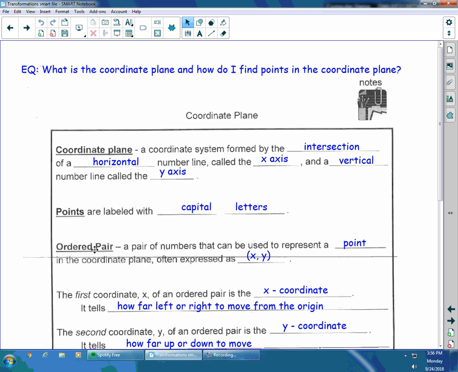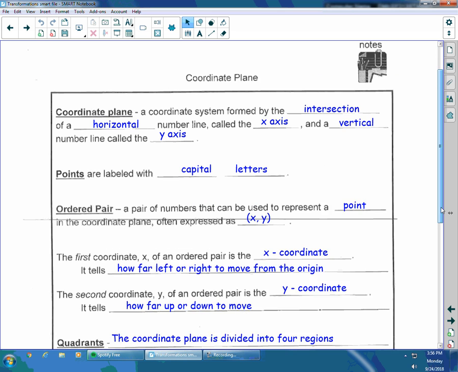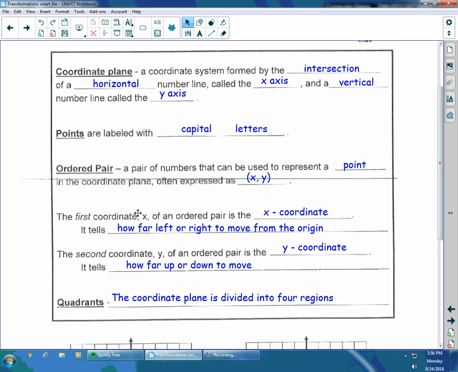An ordered pair is a pair of numbers that can be used to represent a point in the coordinate plane. It's like the address of the point that's in the coordinate plane. And it's often expressed, or I guess always really expressed, with the x coordinate coming first and the y coordinate coming second. And that's called an ordered pair when you have an x comma y and they're in parentheses. The first coordinate, the x coordinate of an ordered pair, tells you how far left or right to move from the origin. And I'll explain this and it'll make a little bit more sense once we have some pictures to go along with our words.